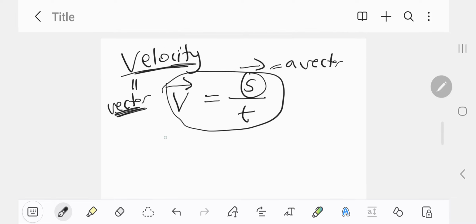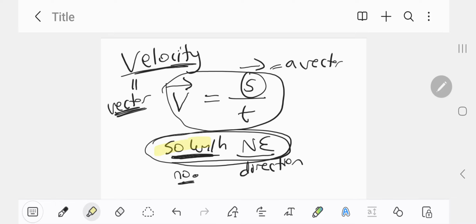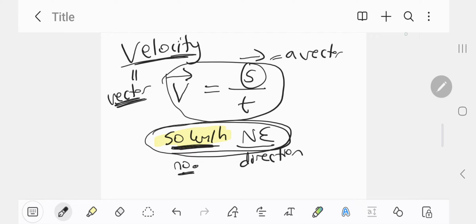So let's suppose there's a wind coming in at 50 k's per hour northeast. That is velocity because it has a number here and a direction. 50 k's per hour, that is speed by itself, just a number. So that's velocity in terms of displacement. There's another thing called acceleration.